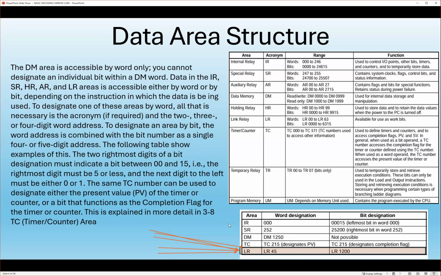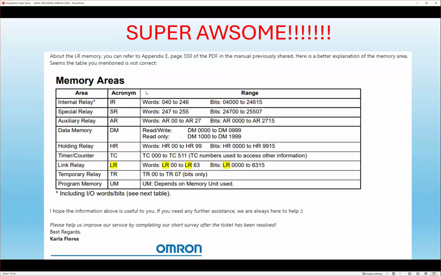And 8 hours later, plus another 4 hours for email with OMRON, they don't make the product anymore, but they were willing to look at the manual for me on that specific page. And this is the email that they sent me. This is a better explanation of the memory area, which I've been going over. Seems like the table I mentioned was not correct. So I got hung up on that page. I'm not kidding, for literally 8 hours between 2 days. This is a better explanation of link relays. So that was incorrect information in the manual. Very frustrating as you're trying to go through something.